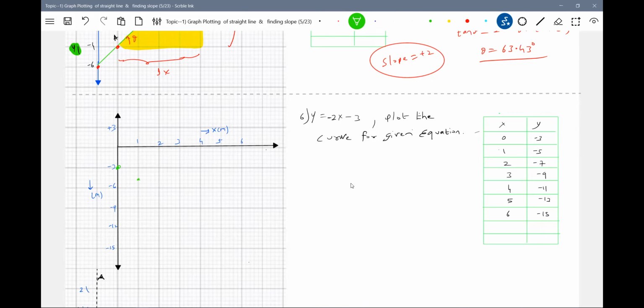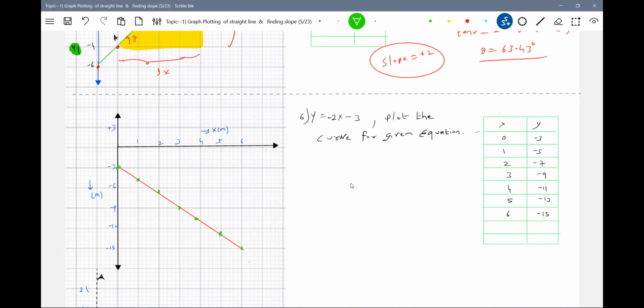Some rough curve may not be. x equal to 2, minus 7. x equal to 3, minus 9. x equal to 4, minus 11. x equal to 5, minus 13. x equal to 6, minus 15. It's a rough plot because the scale I didn't choose properly. See this one. Okay, now look at the curve. It is there in the fourth quadrant.